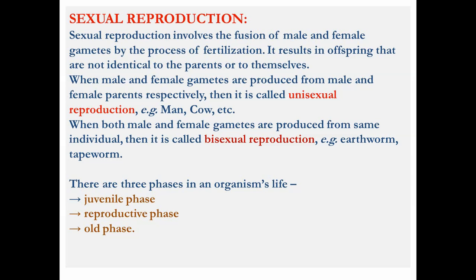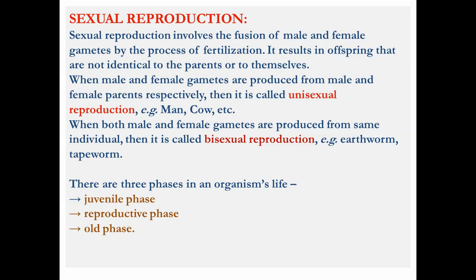Now, there are 3 phases in an organism's life with respect to reproduction. With respect to reproduction, the whole lifespan of every individual is divided into 3 different phases. That is called juvenile phase, reproductive phase, and old phase. The first is a juvenile phase, second is a reproductive phase, and third is an old phase.